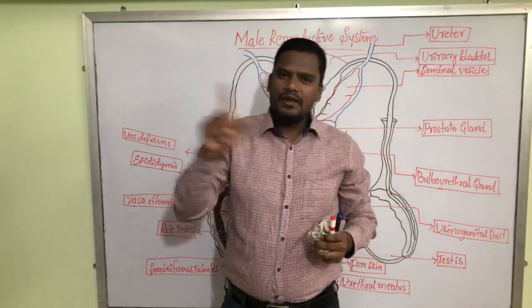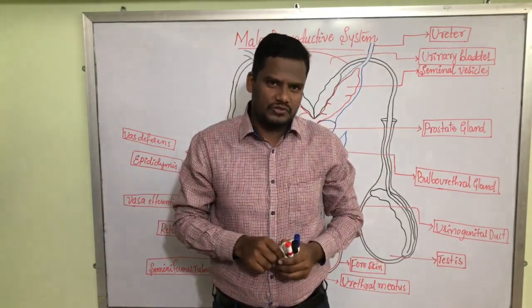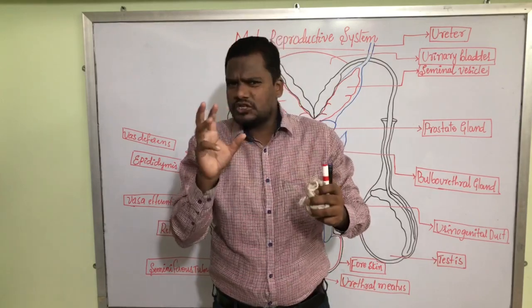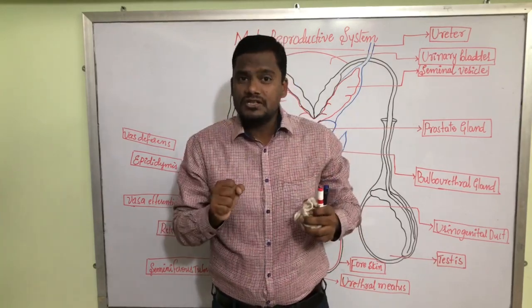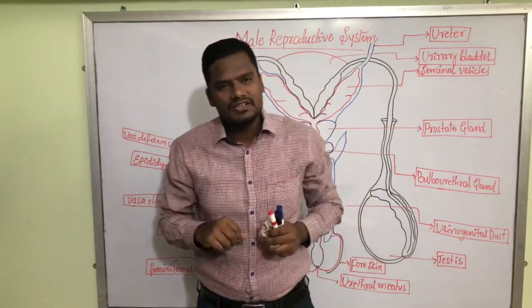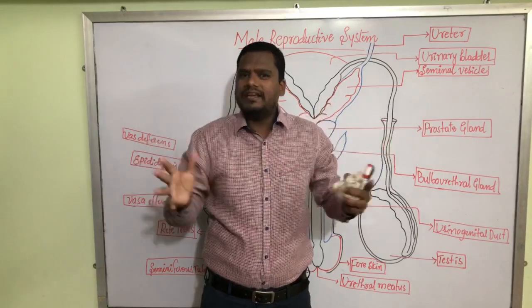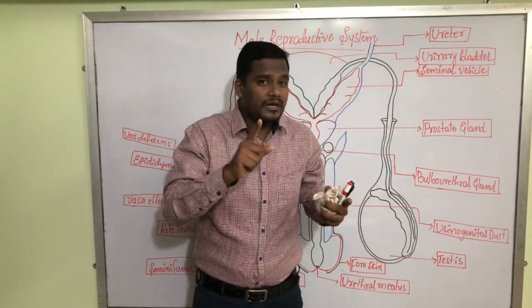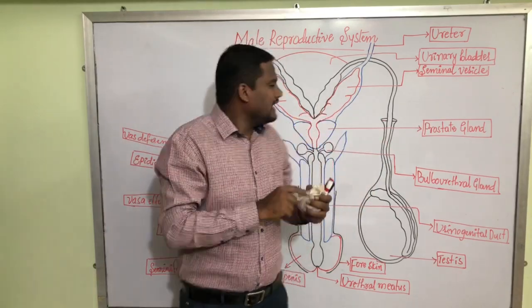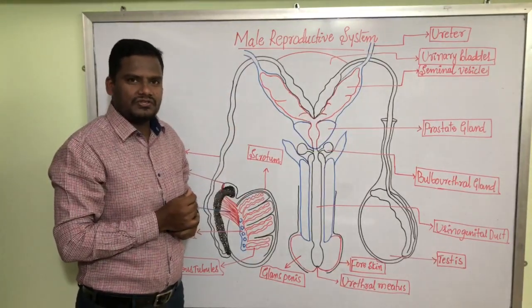Dear friends, in our previous videos we discussed the basic things about the male reproductive system. We have seen the external characteristic features of the testis as well as the anatomy of the testis in the last class. In this class we'll be compiling all the things that we have studied with respect to the male reproductive system. This is the entire male reproductive system, my dear friends.